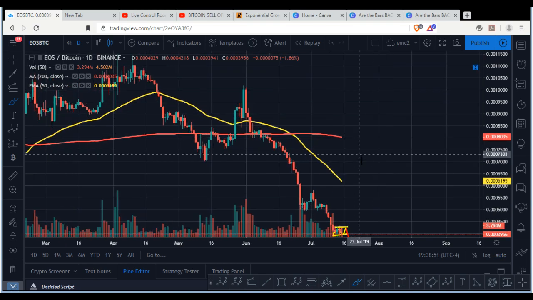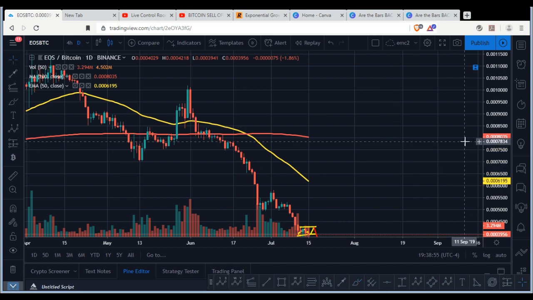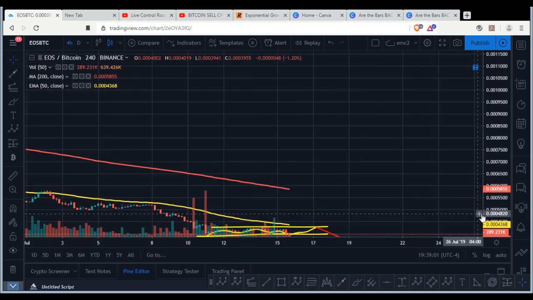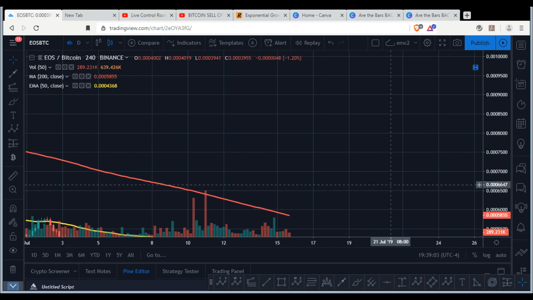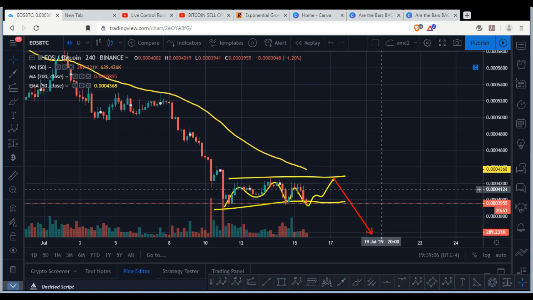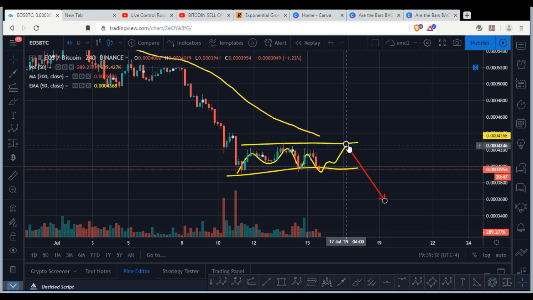So EOS, let's take a look at EOS. EOS was looking good when BTC was dropping, so we're anticipating 2 things from EOS. We said EOS is gonna come back down and then push to the upside, come back down. So we could be pushing back up.